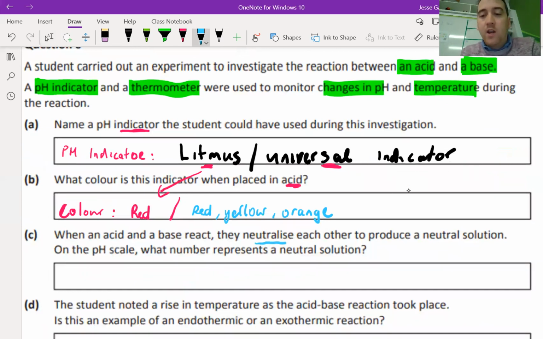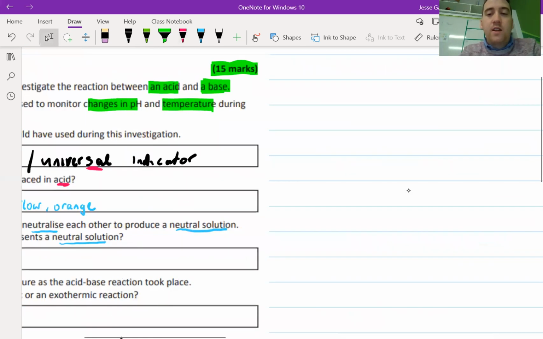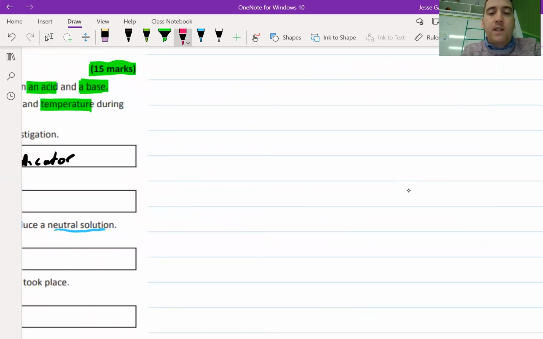The next question, it says when an acid and a base react together, they neutralize each other. So that means they make a neutral solution. On the pH scale, what number represents a neutral solution? So what I want you to do is pause the video and write down the pH of a neutral solution. If you can't, can you remember what numbers the pH scale goes from? Pause the video and write down what numbers it goes from. Okay, so it goes from 0 to 14.